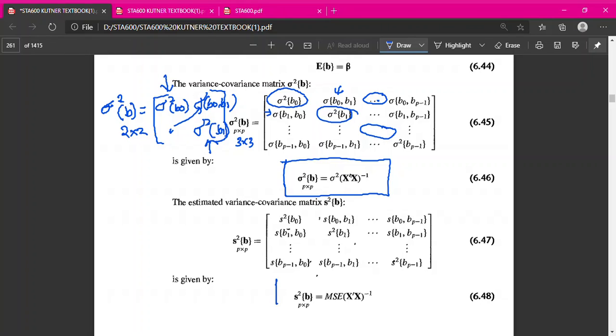So because of that, we use this formula. We estimate sigma square of B with S square of B. This is the formula: MSE multiplied by X transpose X inverse.